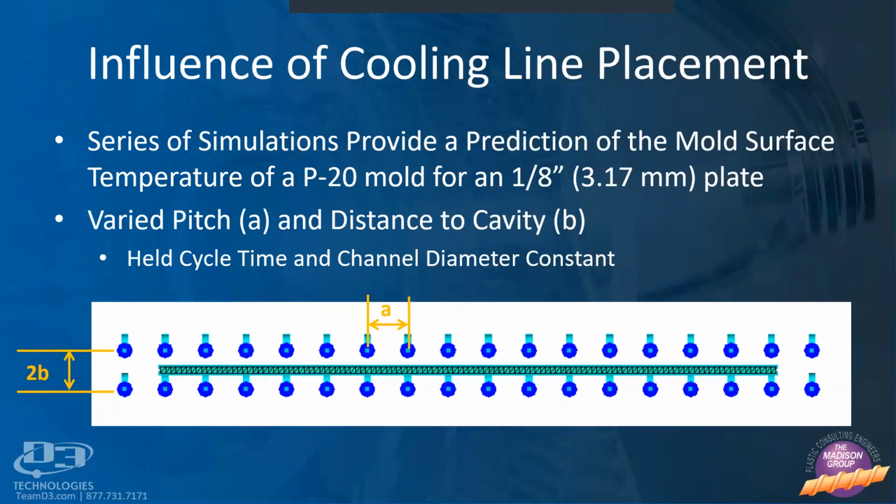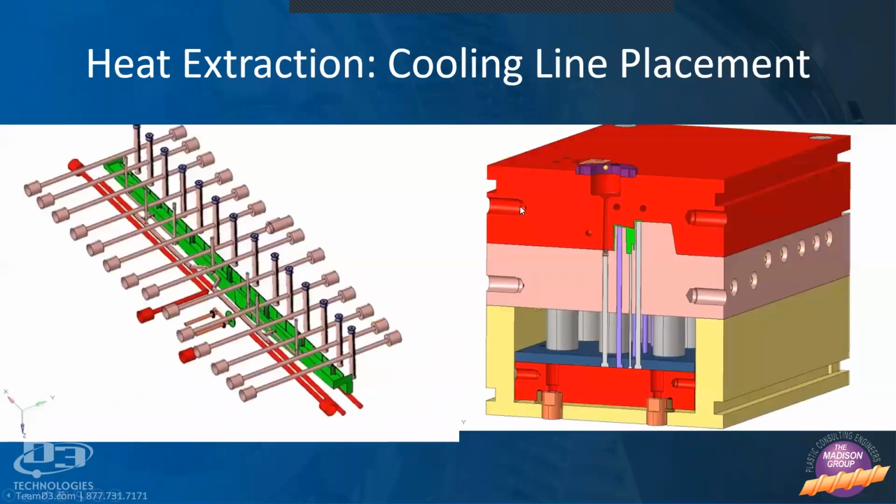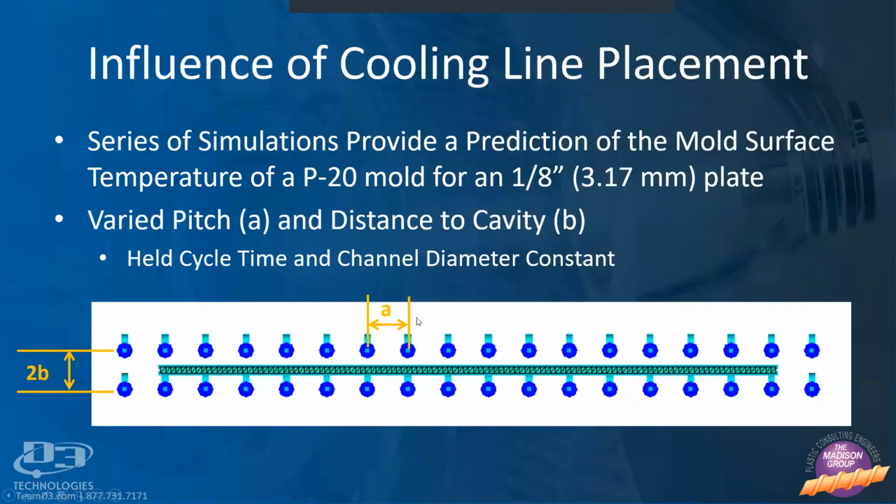So when we look at the influence of cooling line placement, we just thought we'd highlight some of these basic concepts by doing a series of simulations that provide a predicted mold surface temperature of a P20 mold for a 1/8 inch thick plate. And we varied the pitch of the cooling lines, the distance between the cooling lines, and the distance from the cavity as well. We held the cycle time and channel diameter constant.